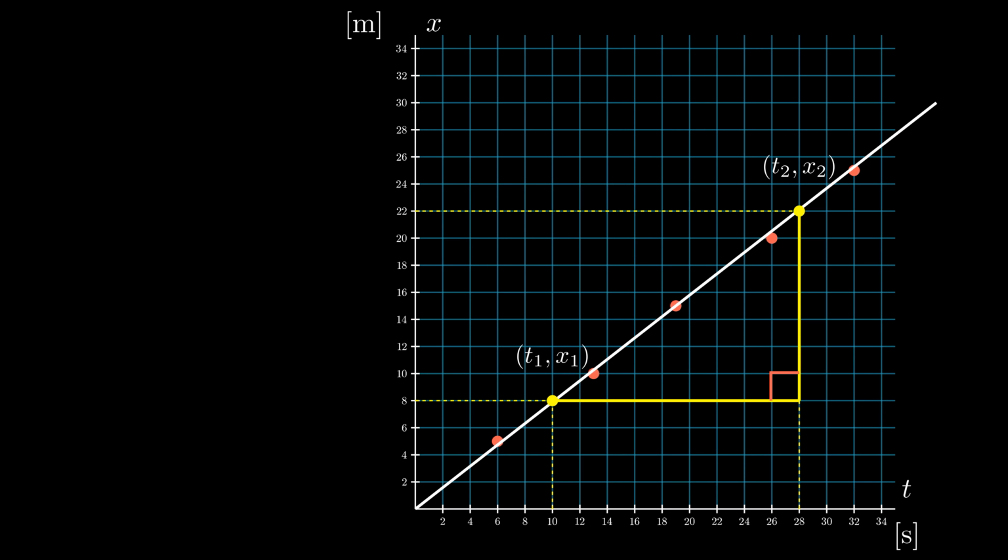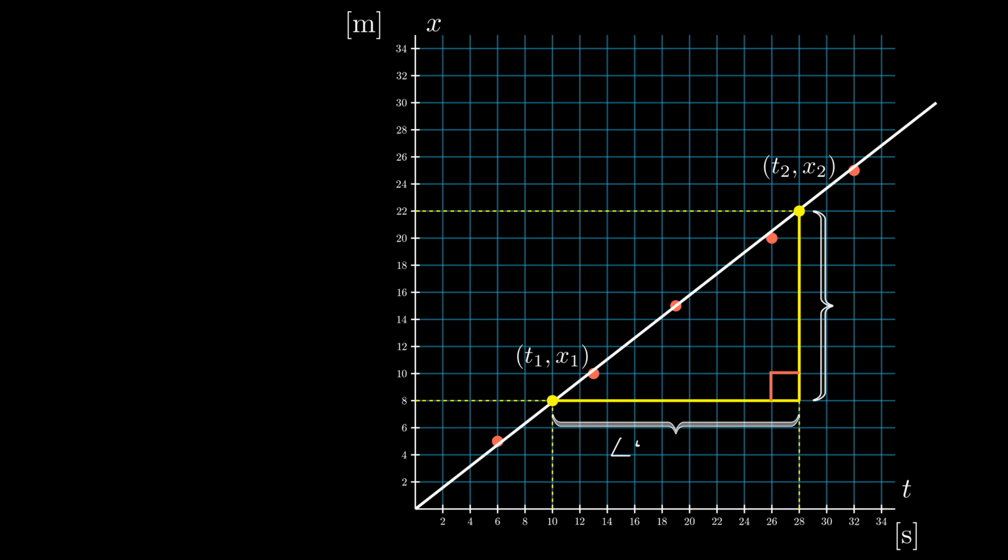The subscripts 1 and 2 indicate 2 different time values, so they must be distinguished with different subscripts, as well as the position subscripts since 2 different position values are involved. When using the graphical model, these points must be selected from our graphical model, so from the line and not directly from the data points.